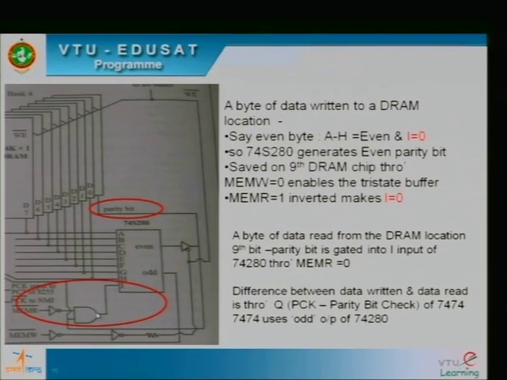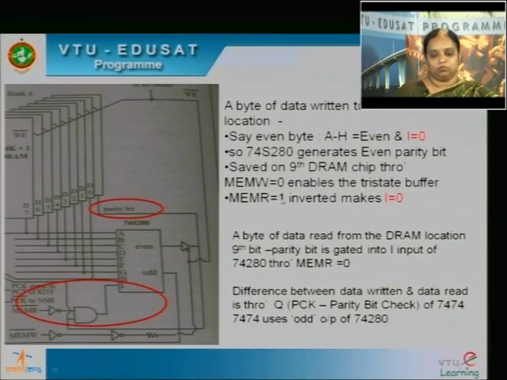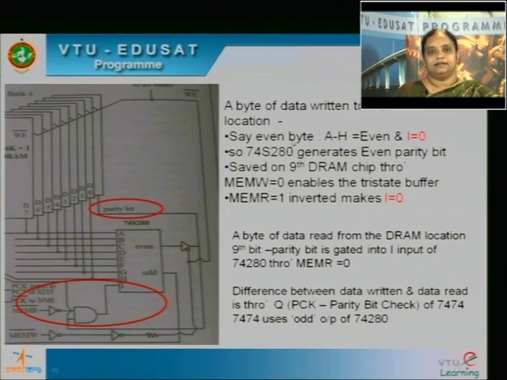So the output of this AND gate becomes 0. So I becomes 0. Why is I 0? Because memory read is 1. We are writing data into the memory. Now consider that we are writing a byte with an even number of ones. That is, on A to H you have an even number of ones, and that is given to this 280.